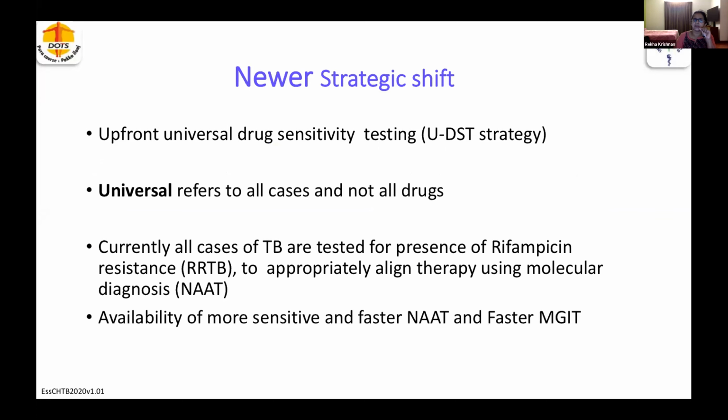Now, universal drug sensitivity testing is upfront. And universal refers to all cases being tested for drug sensitivity, though not for all drugs. Currently, all cases of TB are tested for rifampicin resistance to appropriately align therapy. And the availability of the more sensitive and faster NAT and faster MGIT is the highlight.